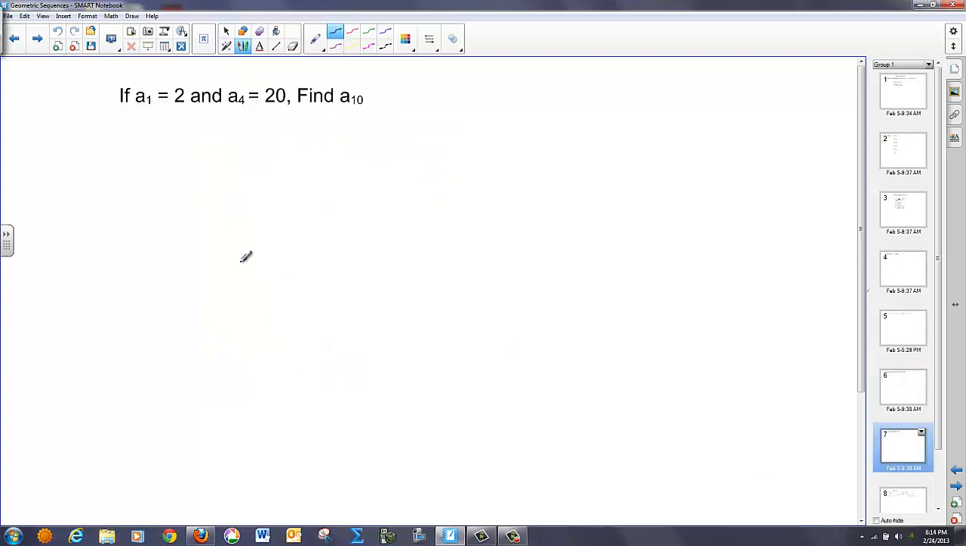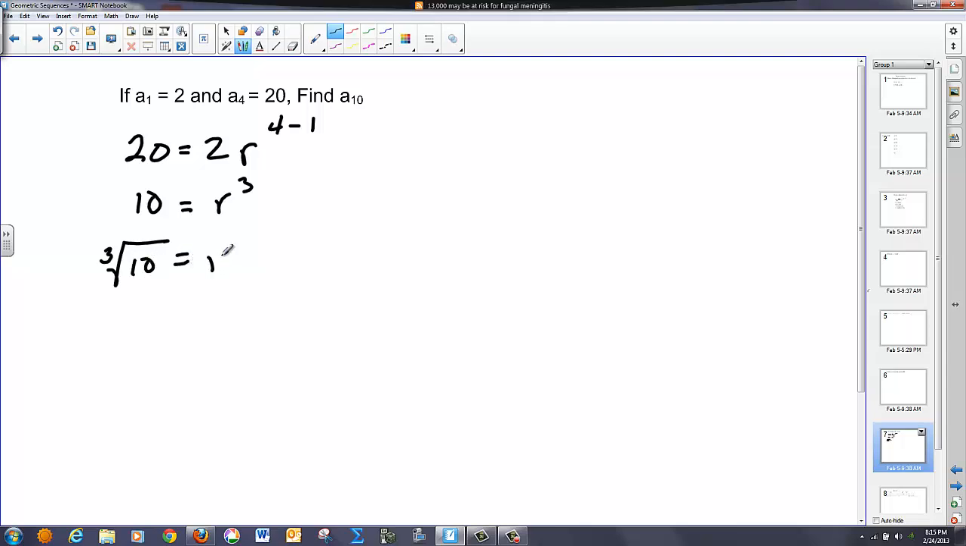So here we have our first term and our 4th term. We're looking for our 10th term. I'm going to need to find my ratio, so I know my 4th term is 20. My first term is 2. This is geometric, so this is r to the 4 minus 1. We end up with 10 is equal to r to the 3rd. So the cube root of 10 is equal to my ratio.